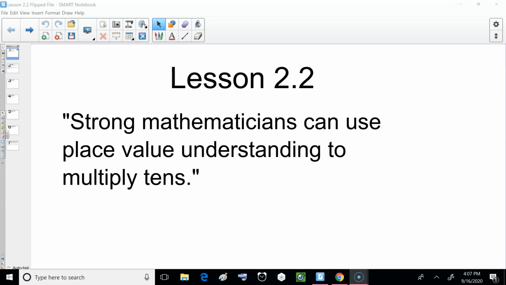Our goal for you is that strong mathematicians can use place value understanding to multiply tens. And that's our goal when we get done with this lesson. So take out your notebooks and your pencil and put today's date down, along with the title of the lesson, Lesson 2-2.